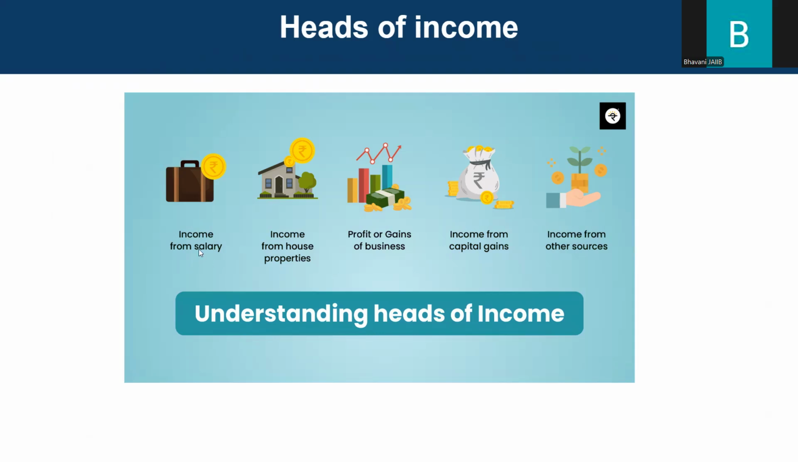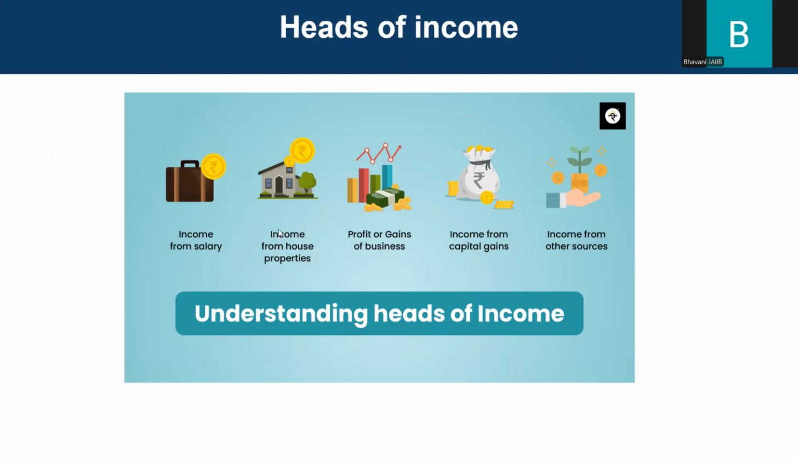That is, income received from salary includes your job, your pensions, the leave encashments, gratuity. All these things come under this. For example, you earn 50,000 per month from your bank job. It comes under this head, income from salary.